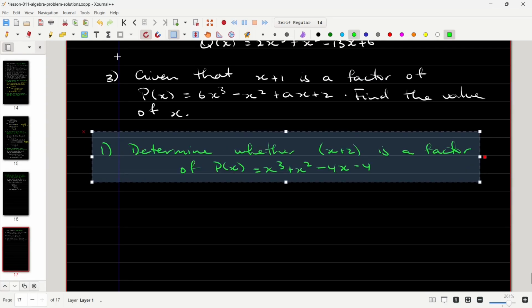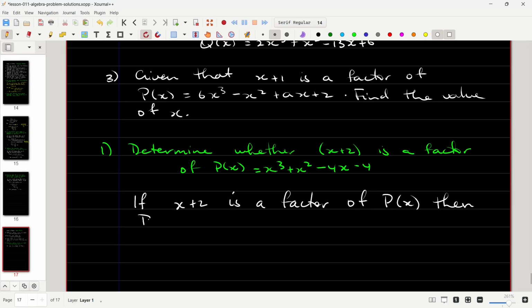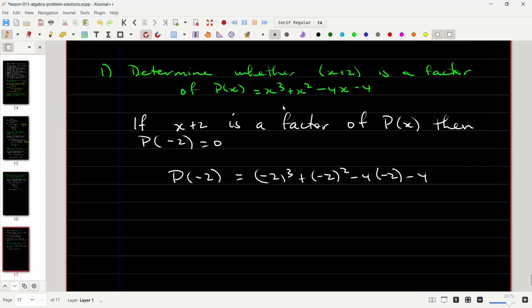Here, green, pencil, white. All right, so determine whether this is a factor of this. If x plus 2 is a factor of p of x, then p evaluated at negative 2 would be equal to 0. P of negative 2 would be equivalent to negative 2 raised to the third power plus negative 2 raised to the second power minus 4 times negative 2 and then minus 4. Right? And then we'll solve that, would be equal to 0. So we're checking that right now.